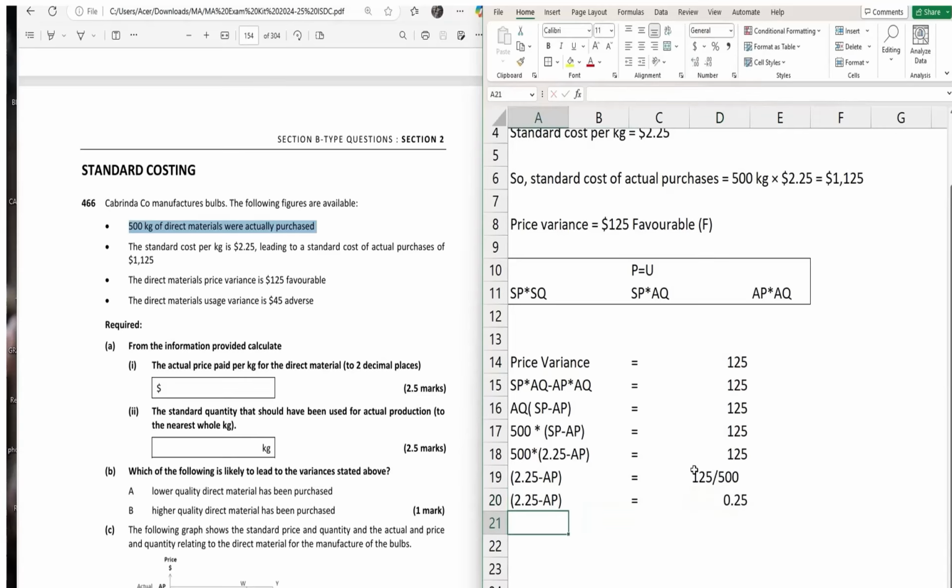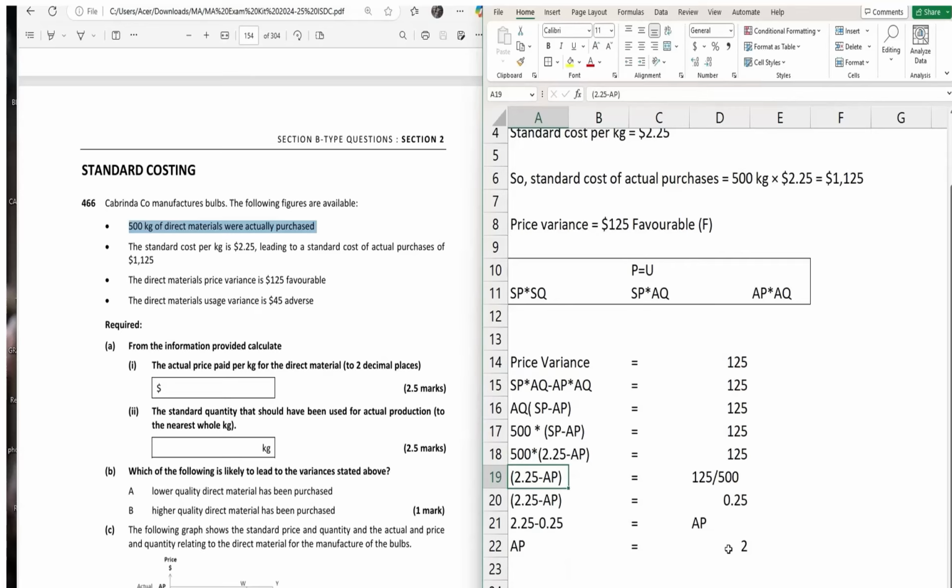Now I will keep 2.25 here and bring this 0.25 to the left hand side. That means 0.25 will be subtracted because it's positive here, so obviously it will be negative on the other part of the equation. And bring the AP on the other part of the equation. So that means my AP will be equal to 2.25 minus 0.25. That's it, 2. So 2 is my actual price.